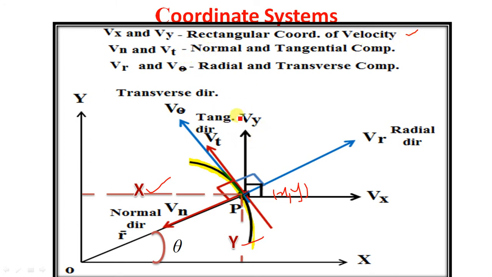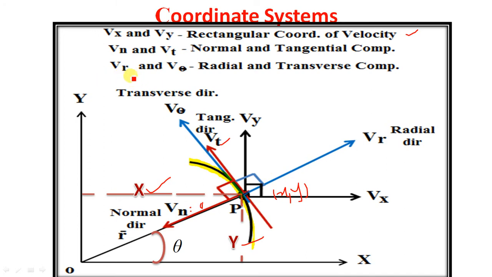This is your rectangular coordinate system or the Cartesian coordinate system. Then the NT system: the motion of the particle can be defined by the normal and tangential components. In that case, as you know, the velocity is always tangential to the path, which is indicated by vt, and the normal component of velocity, which is towards the center of the curve, is always equal to 0. Such a coordinate system is known as the NT system or path coordinate system.